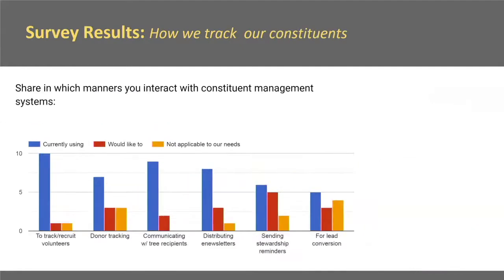In terms of how we track the relationships and constituents, it seems like, by and large, people were using these systems the way they wanted to. Leading conversations and sending some stewardship reminders were ways in which some folks wanted to expand. But for tracking volunteers, most people were using the systems to do that already. So it seems like these systems were being fully utilized in terms of people's feelings about them.